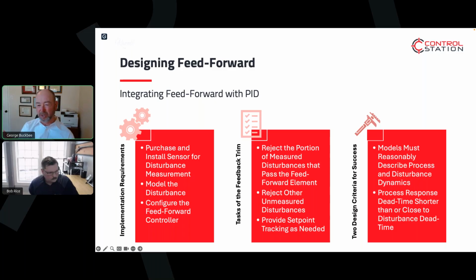Now, what about our feedback trim? What's it going to continue to do? Well, it's going to continue to do what it always did. Just keep trimming the process and try to keep us on set point and reject all the other disturbances that come along that are not part of that feed forward. Even if our feed forward model isn't perfect, the feedback will keep doing its thing and keep us at set point. So that's its job.